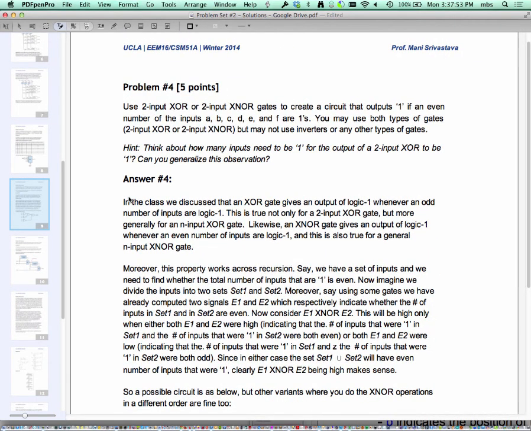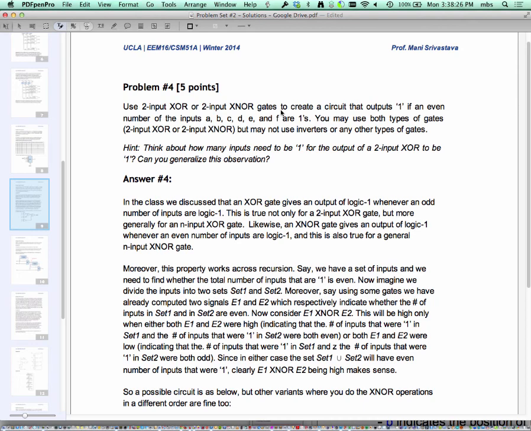This problem where I wanted you to find, so you were given A, B, C, D, E, and F, 6 inputs, and you had to output 1 if an even number of them were 1s. Okay, so the idea is if let's say A and B are 1, the rest are 0, then 2 of them are 1, so the output should be 1. And we already saw the XOR gates.